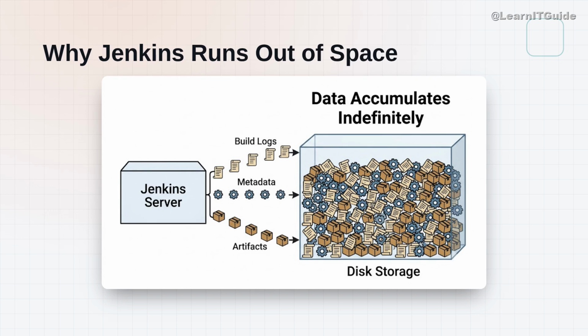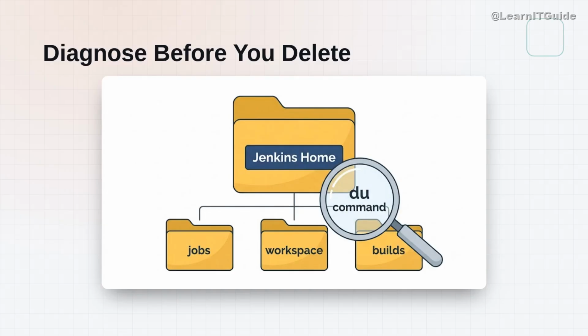And if you are running on a cloud instance with a fixed EBS volume size, you will eventually reach a hard wall where the operating system can no longer write temporary files, causing the entire Jenkins daemon to hang or crash. Before you start deleting things, you need to know where the space is going. Do not just look at the overall disk usage. You need to identify the specific subdirectories that are ballooning.